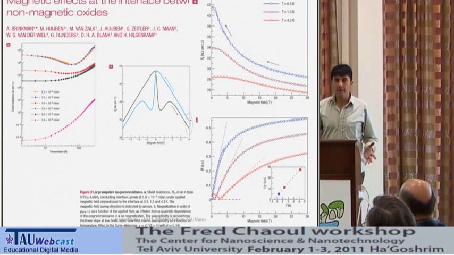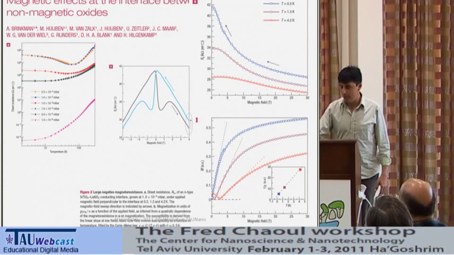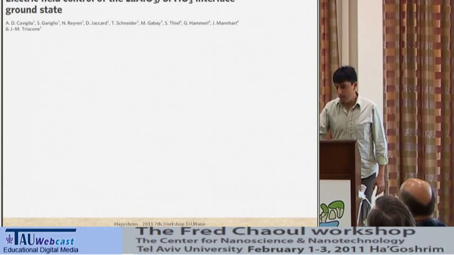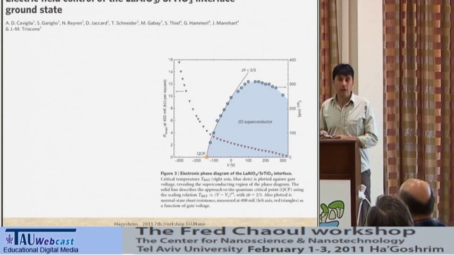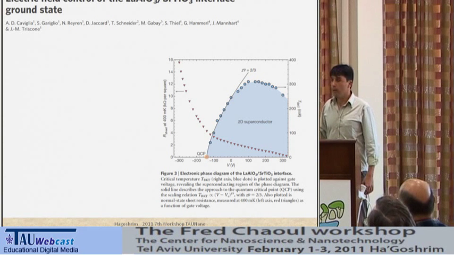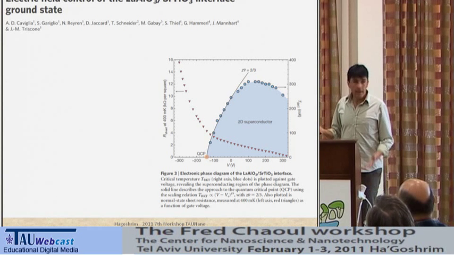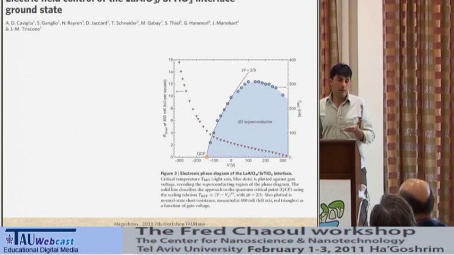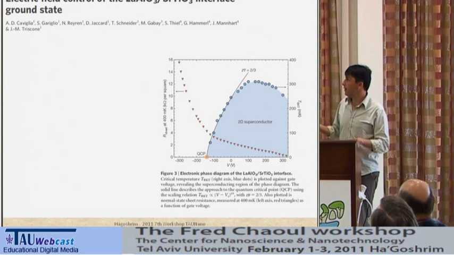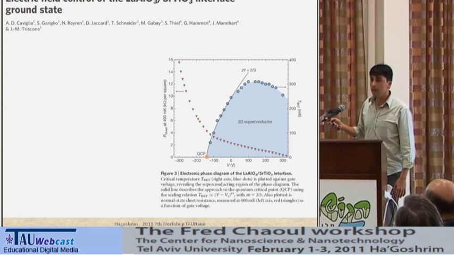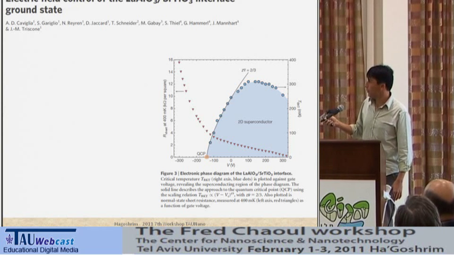So we decided this is interesting enough to study. Strontium titanate has a very large dielectric constant, about 24,000 at low temperatures. So basically you can apply relatively small biases from the bottom of the substrate, which is 0.5 millimeter thick, and get a significant change in the carrier concentration.